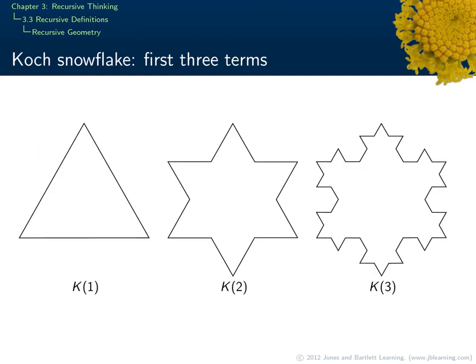So here we see an example of the base case and the recursion in action. Remember, our base case is just the equilateral triangle. Now, when we apply the recursion to the base case, what do we do? Well, we take our equilateral triangle and we look at each line segment, which is a side of the triangle, and we replace that line segment with this tent-shaped path. And you can see that if you do that to every side, you wind up with this shape, K2.